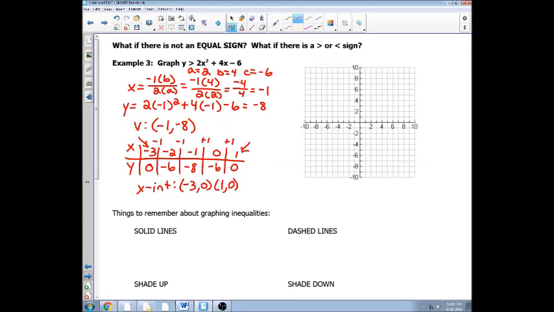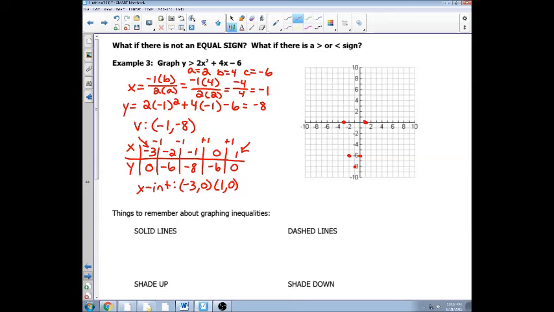All right? I'm still going to go ahead and graph this. So everything that we've done so far is exactly the same. So I would go to -1, -8. I would go to 0, -6, and -2, -6. Then I would go to 1, 0, -3, 0. Now, this is where things change a little bit.